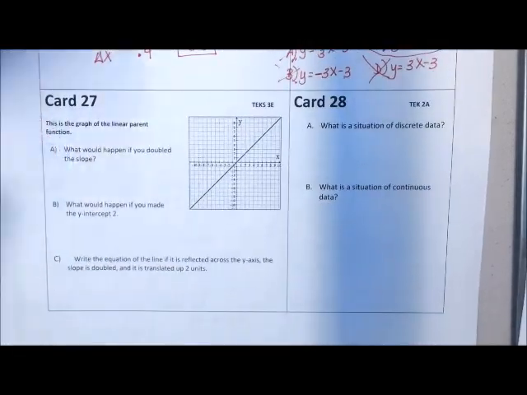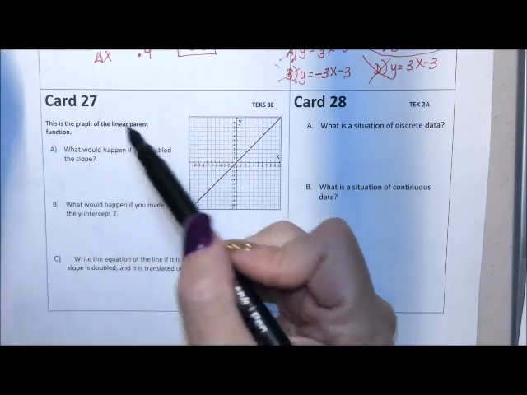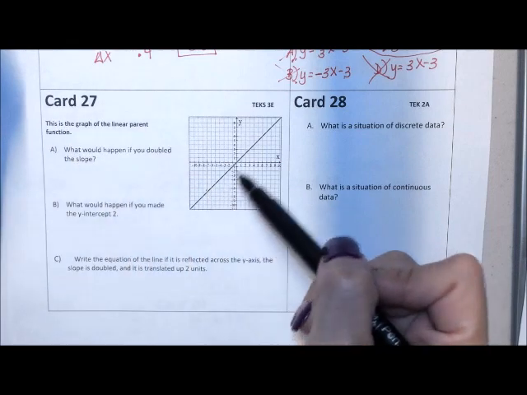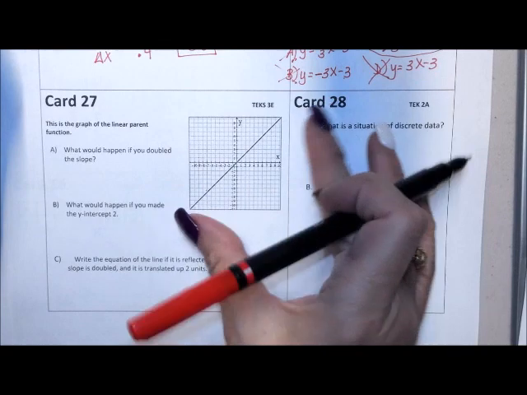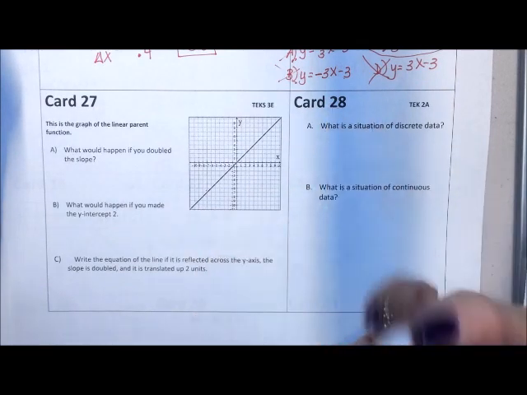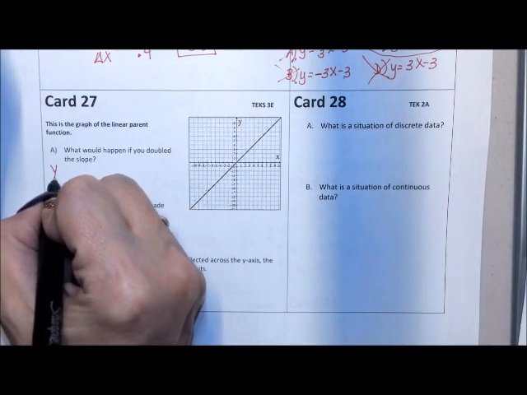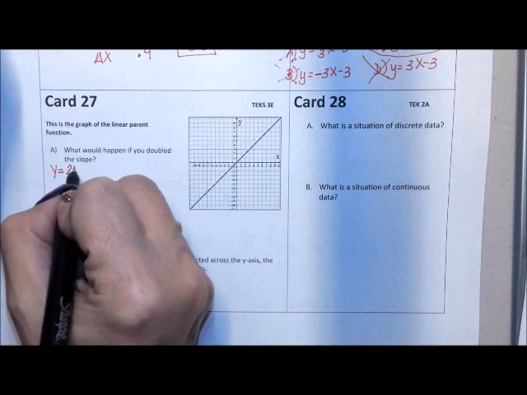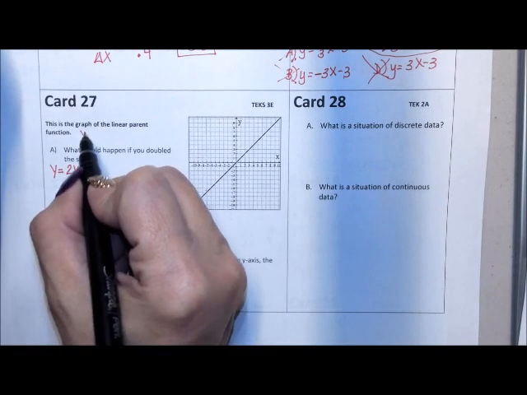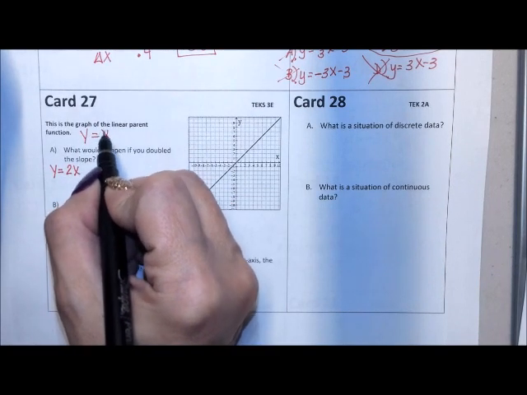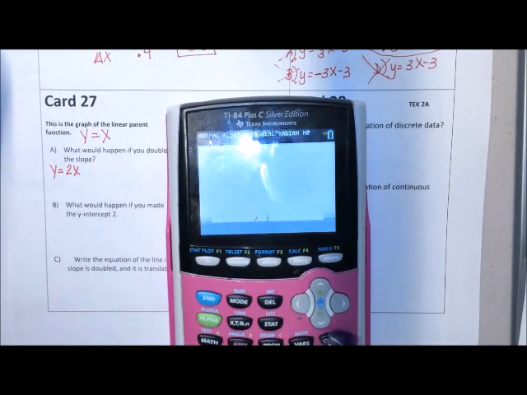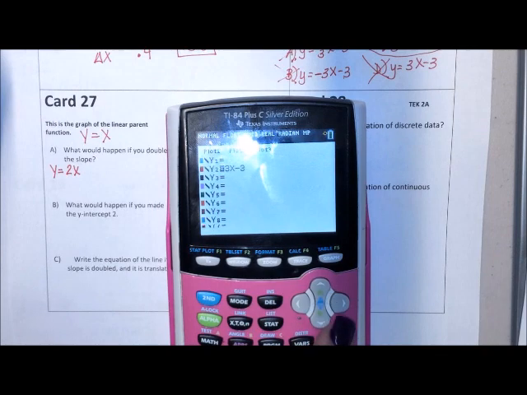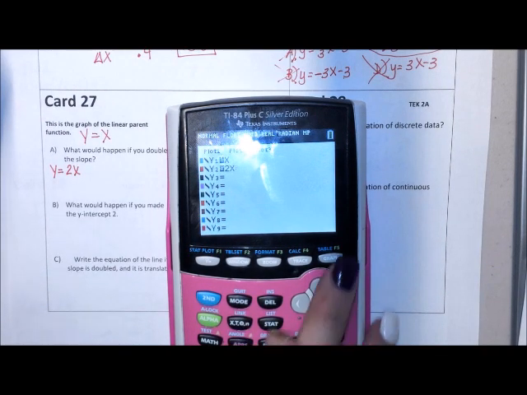All right, 27. This is the graph of a linear parent function. Okay, linear parent is right there. What would happen if you doubled the slope? So, well, let's just do it. Let's do y equals 2x. Remember, the parent function is y equals x. Double the slope. Let's make it 2x. What would happen to my graph? Do you know? If I go from y equals x to y equals 2x, double the slope.